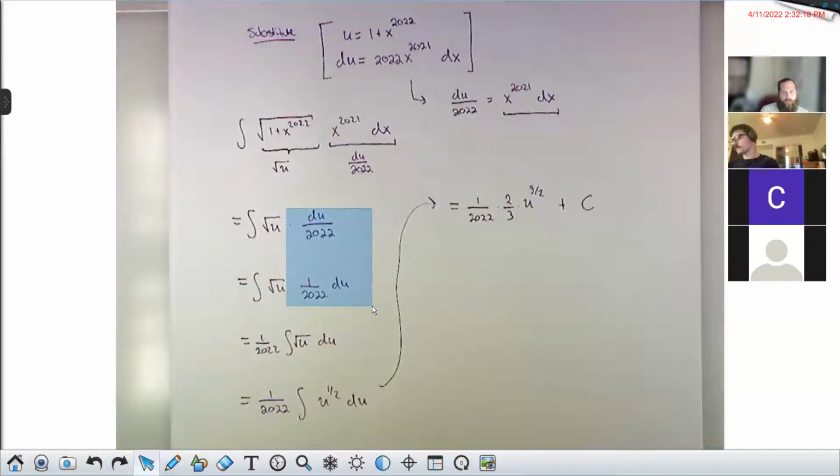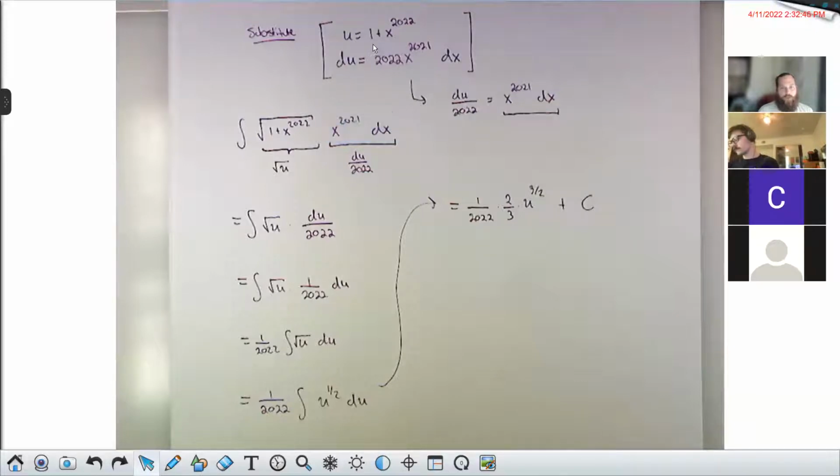I am, I guess, a little confused because du equals 2022 x to the 2021 times dx. And then you're just dividing du by 2022 to get rid of that 2022 inside of the du. Yeah, that's the idea.